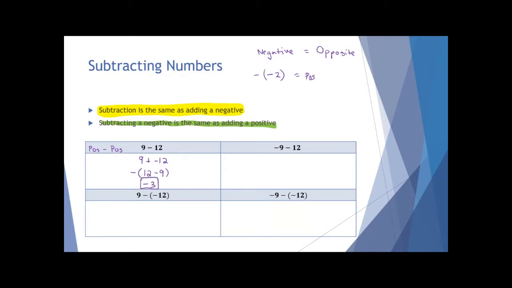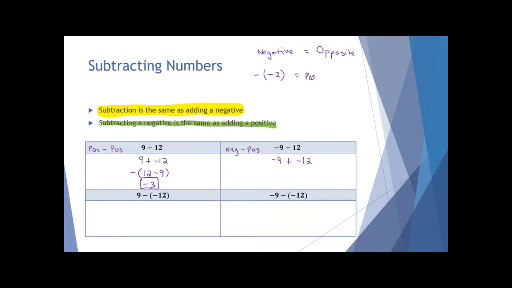So I first have to turn the subtraction to adding a negative, and then I go back to the rules for adding negatives, and that's how I simplify and get my answer. Now I'm going to go to the top right. So the only difference here is now I have a negative minus a positive number. Negative 9 minus 12. So we're going to take subtraction and rewrite this as adding a negative. So that's negative 9 plus negative 12.